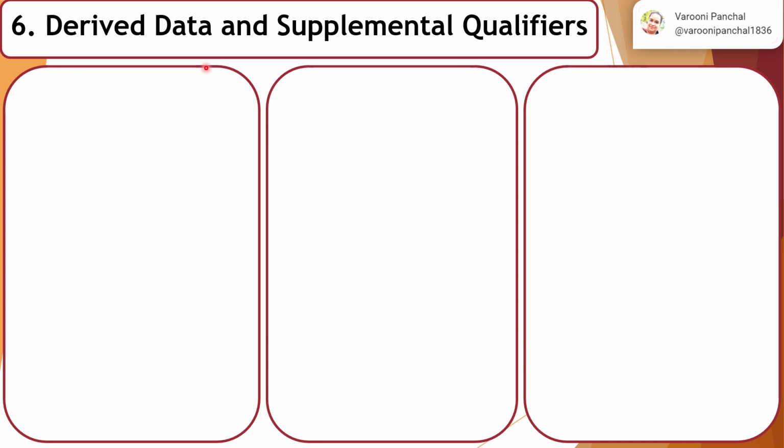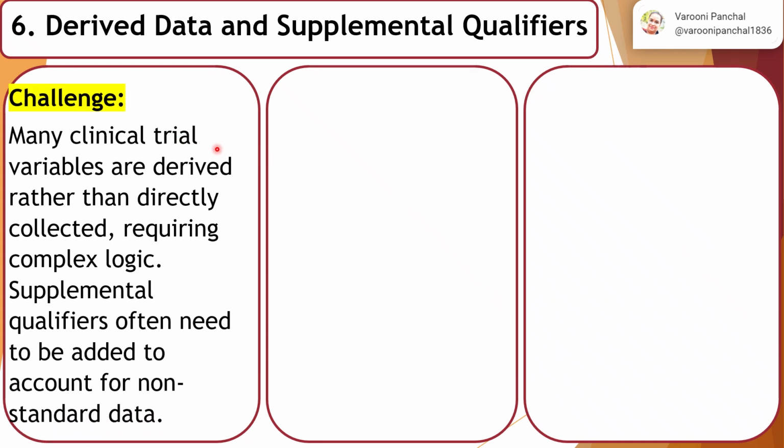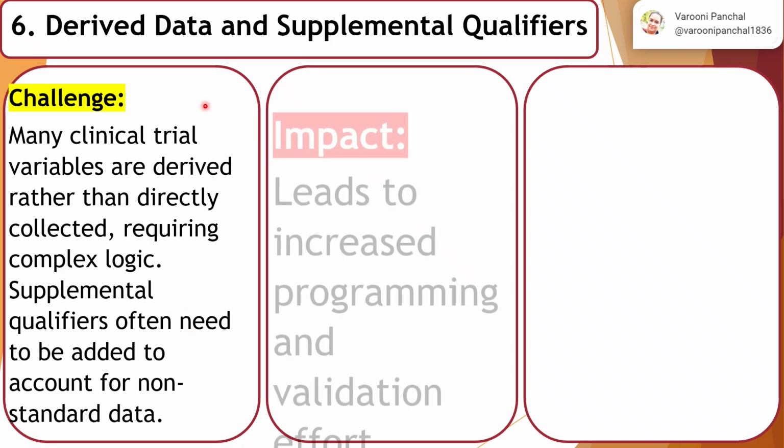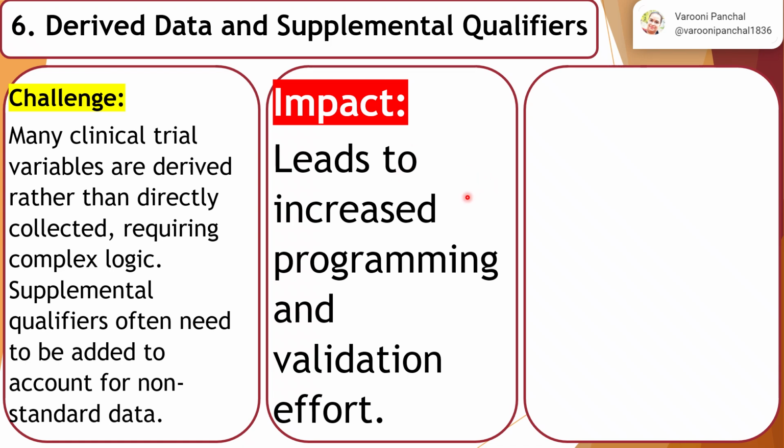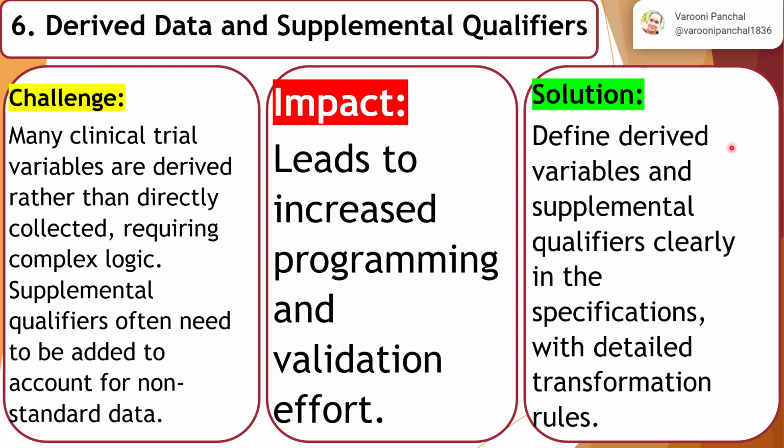Number 6. Derived data and supplemental qualifiers. Challenge: Many clinical trial variables are derived rather than directly collected, requiring complex logic. Supplemental qualifiers often need to be added to account for non-standard data. Impact: Leads to increased programming and validation effort. Solution: Define derived variables and supplemental qualifiers clearly in the specifications with detailed transformation rules.